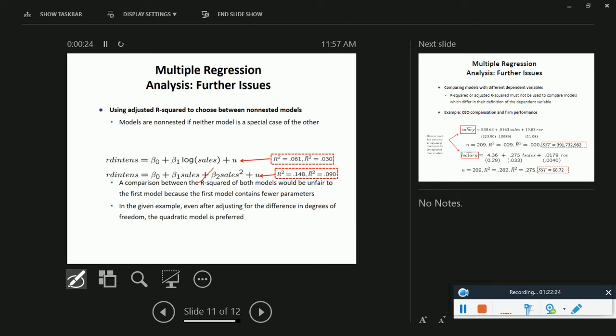So comparison between the R squares of both models would be unfair to the first model, because the first model contains fewer parameters. The first model has fewer variables, so the R square is really low. But you cannot say that the second model is better because the R square is bigger. The second model has more variables in it, so definitely the R square would be bigger. But if we see the adjusted R square, in the given example, even after adjusting for the difference in degrees of freedom, the quadratic model is preferred.